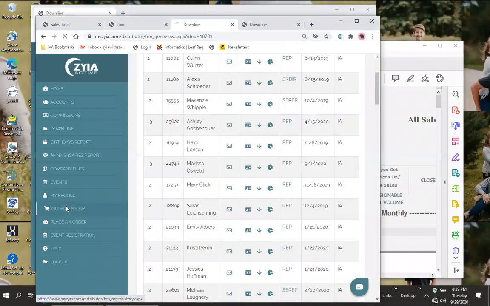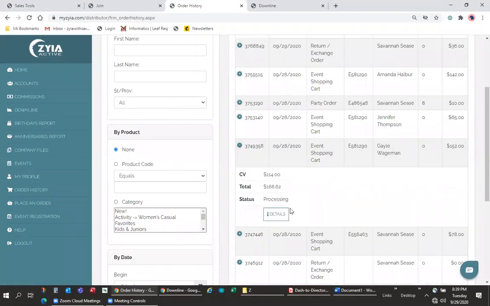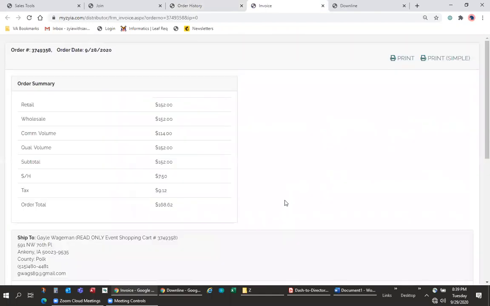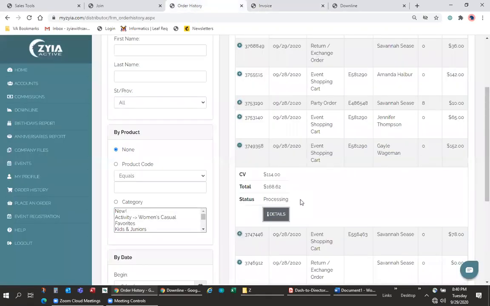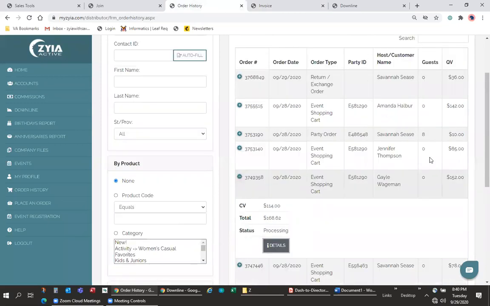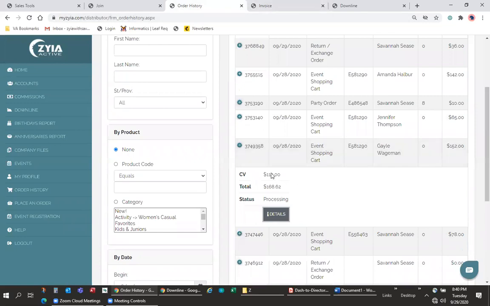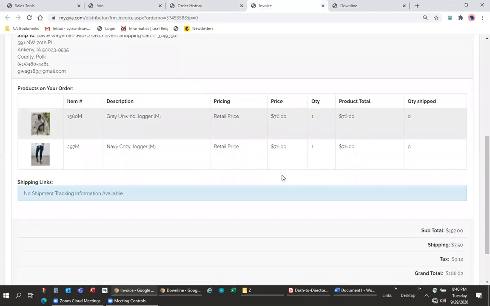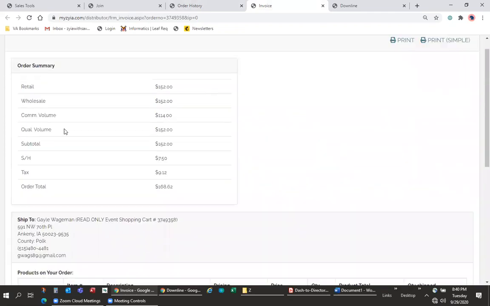Under order history, if I bring up an order, I'll just pick a random one here. And if I bring this up and you go to the bottom, is it on the bottom here? Oh no. Why is it? The differences. It's somewhere. Is my screen not long enough to show it? Oh, maybe it's up. Oh, there we go. Yeah, there it is. So people see this commissionable volume and qualified volume and they're like, why are these different?